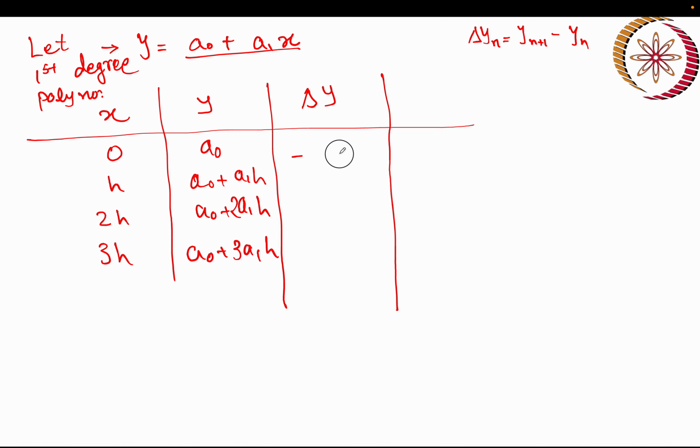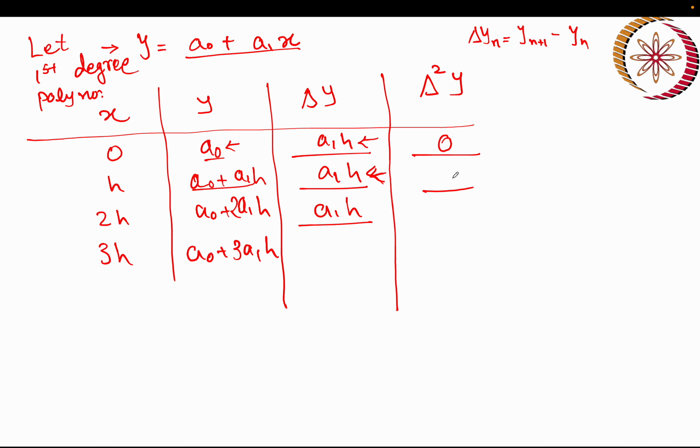So at this value we are supposed to subtract this value from this one, we are supposed to subtract this value from the second one, so that will be a1h, the next value will be again a1h, and the next value will be again a1h. So we can see that now it has become constant, and if we go for the second difference, to get this location value we are supposed to subtract this value from the second one, so that will be 0, and similarly 0.